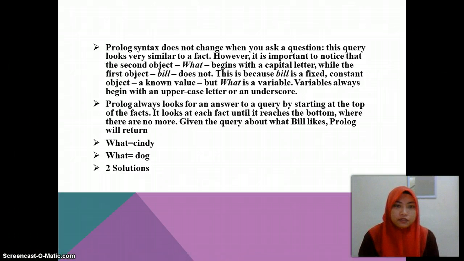Prolog always looks for an answer to a query by starting at the top of the facts. It looks at each fact until it reaches the bottom, where there are no more. Given the query about what Bill likes, Prolog will return two solutions: the first one, What is Cindy, and the second one, What is dog.